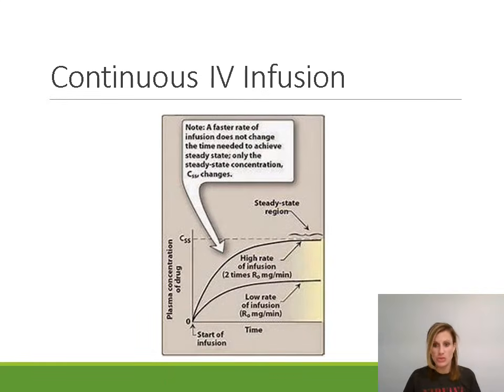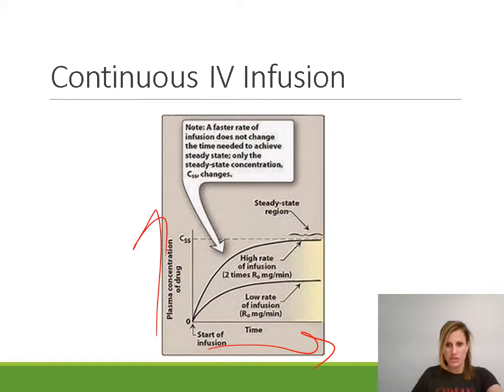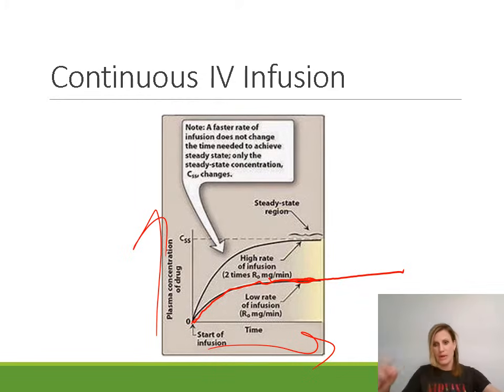This graph just shows what we were talking about. On the bottom you have time, and over here you have plasma concentration. This lower line is showing you a low rate of infusion, right? You start giving the drug and it builds up, the concentration gets higher and higher, and then eventually you get to the point where the rate you're infusing it is the same as the rate the body's getting rid of it. And the two match each other, so the concentration remains steady. That's steady state.